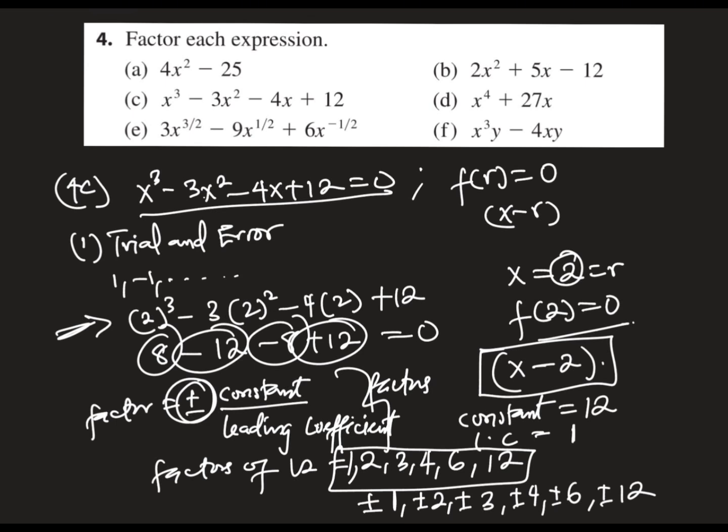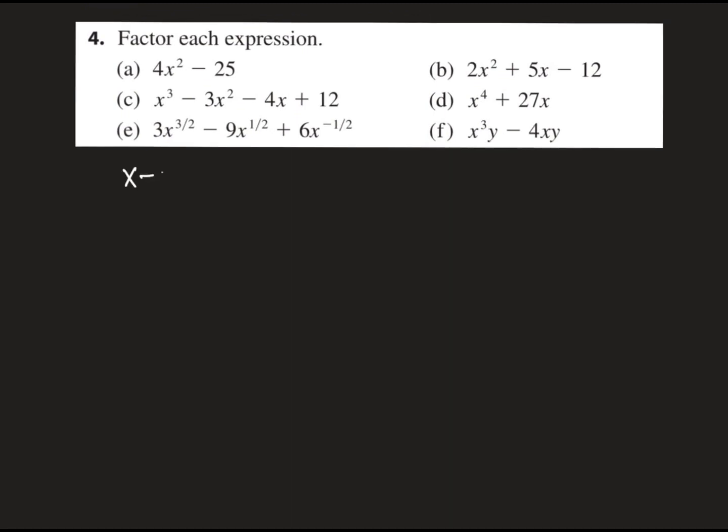So we'll go to step 2. There's another method to know the other two factors. All right. Now, since we know that x minus 2 is a factor, we should have 3 more factors, right? Because before you can get x cubed, you have to get something like this.